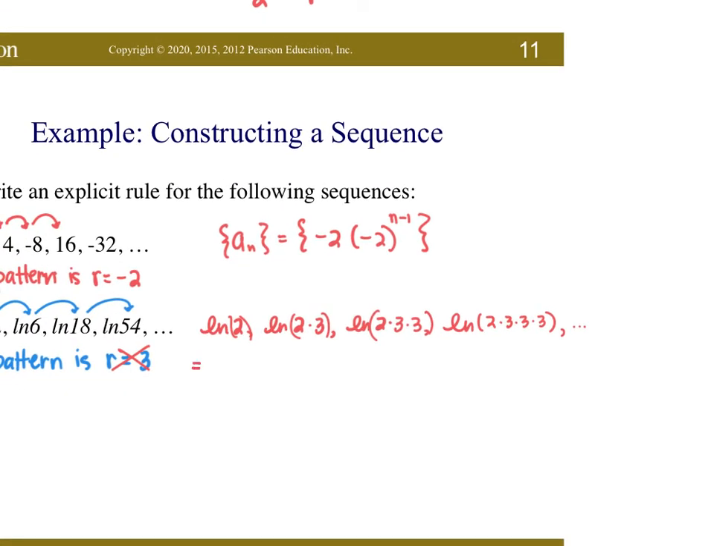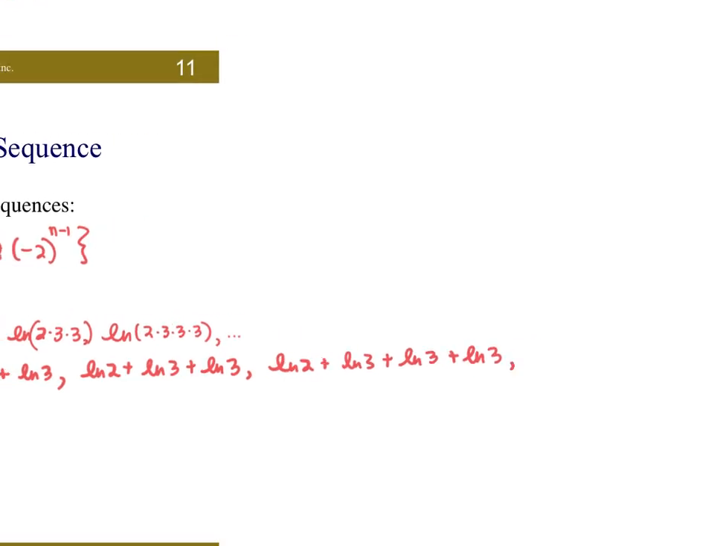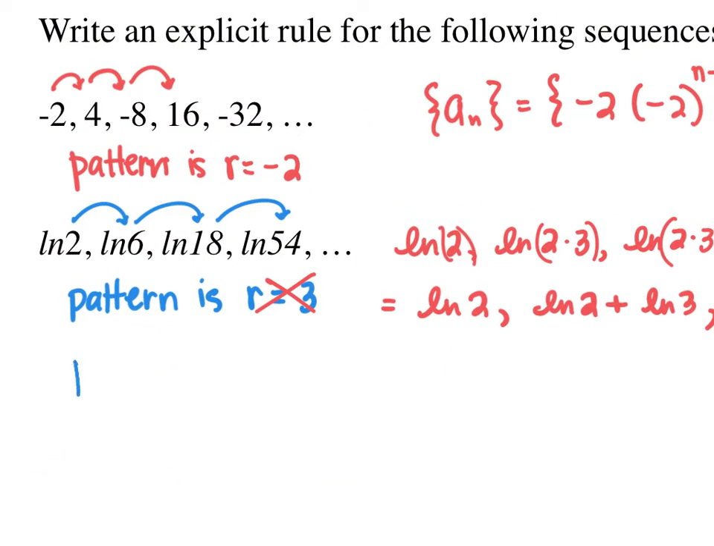So let's remember what that means about natural logs. That's the natural log of 2, and then multiplication is the natural log of 2 plus the natural log of 3. And the next one would be the natural log of 2 plus the natural log of 3 plus another natural log of 3. And then the last one would be the natural log of 2 plus the natural log of 3 plus that natural log of 3 plus another natural log of 3. So this is not a multiplication pattern at all. This pattern is addition.